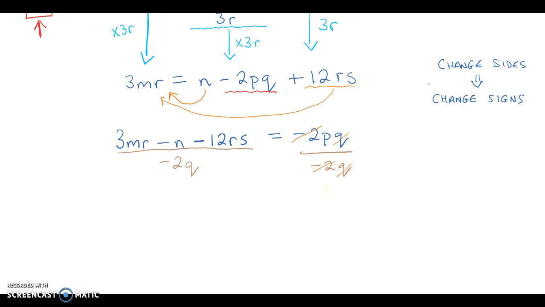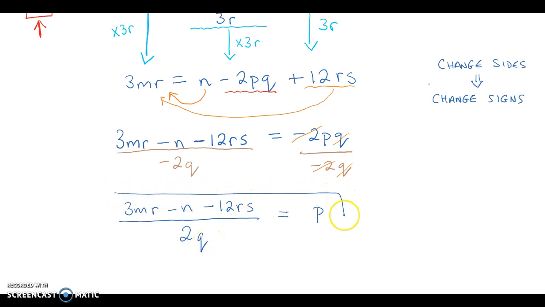Okay, so that leaves us with just the p on this side, and on the other side we can write this exactly as it is. We don't need to do anything else, because we've accomplished our main goal, which was to get p on its own. So that is one version of the answer. Once p is on its own, that's one version of the answer, which is completely fine.